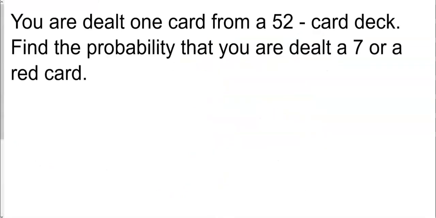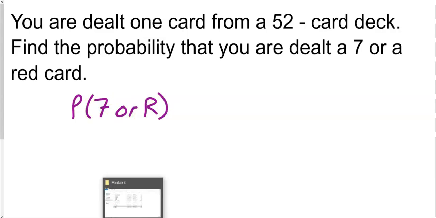All right, next problem. So here, kind of going back to the cards again, it says you are dealt one card from a 52 card deck. Find the probability that you are dealt a 7 or a red card. Hey, does this sound familiar? Yes. So we want the probability of a 7 or a red card. We talked about this a moment ago.